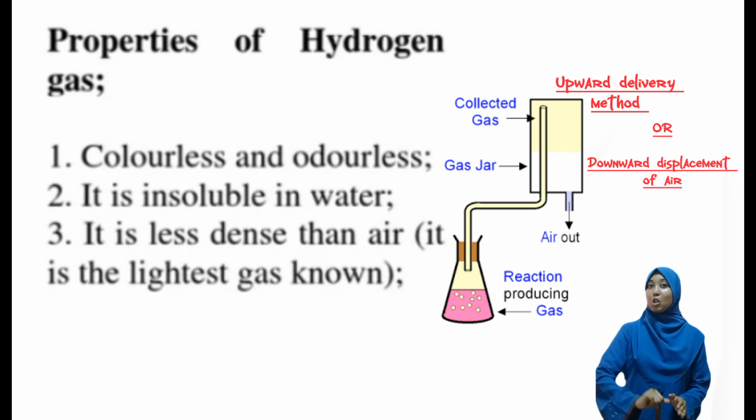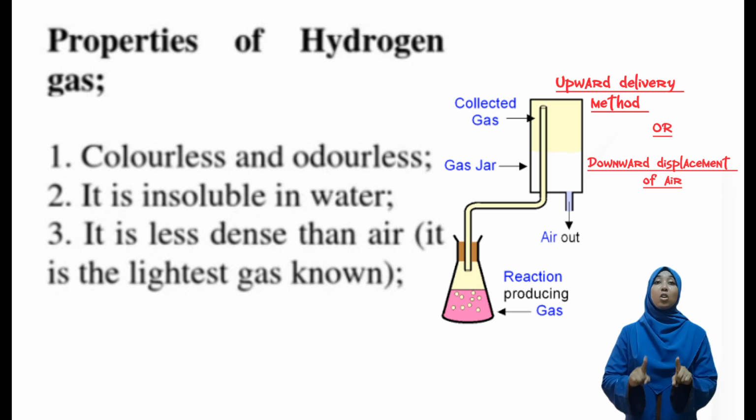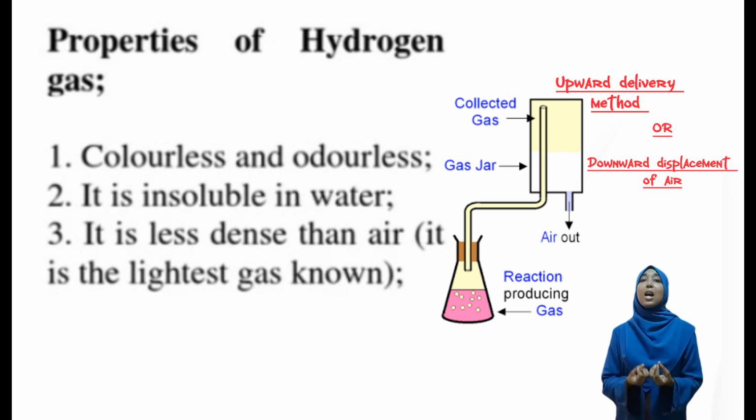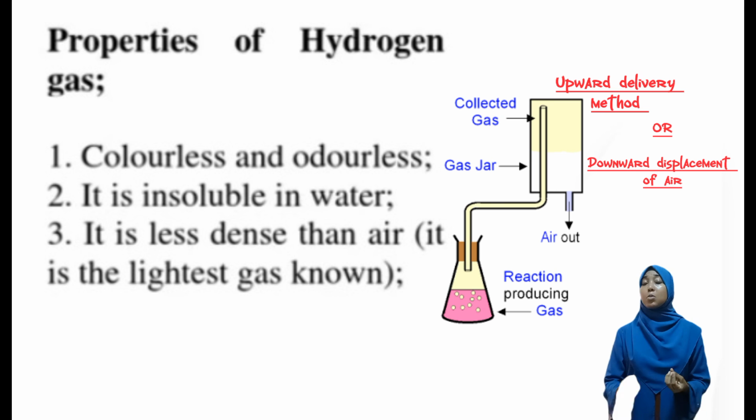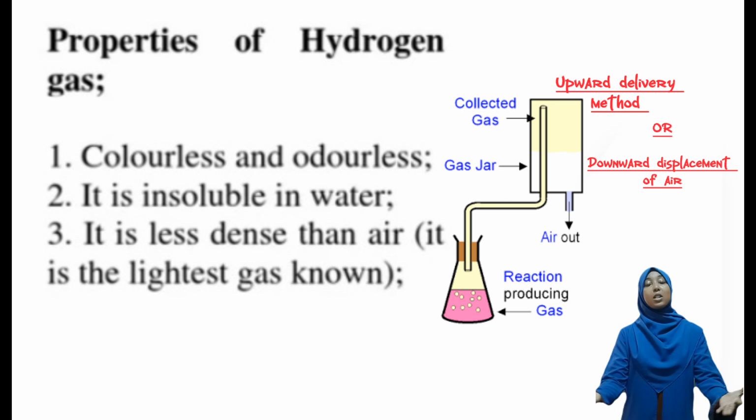Oh, I forgot to mention one. Hydrogen is a neutral gas. It's neither acidic nor alkaline. So by that definition, it has no effect on a litmus paper. So if you want to take a moist blue or red litmus paper, introduce it into a gas jar containing hydrogen, there will be no change. Okay, and therefore it's a neutral gas.